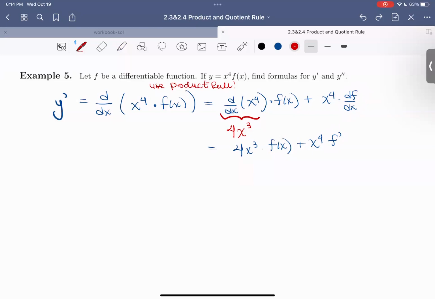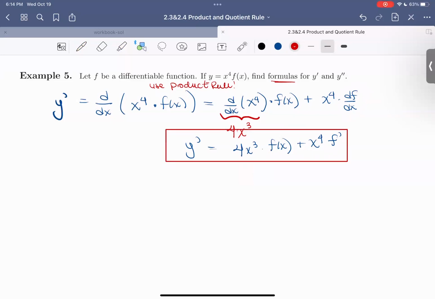Okay, so now we've computed all the derivatives that we can. We don't know what f is. We just want to know a formula for the derivative of y. And so here is as detailed of a formula as we can get. So the derivative of y is 4x cubed times f plus x to the fourth times f prime.